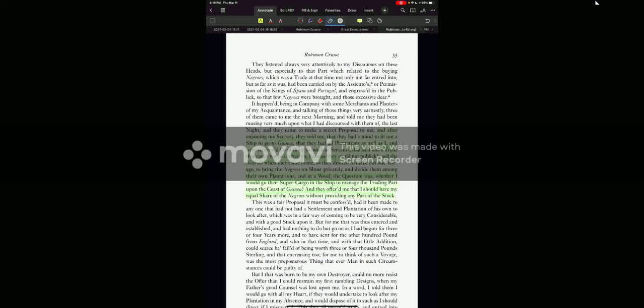And in a word, the question was whether I would go there supercargo in the ship to manage the trading part upon the coast of Guinea, and they asked me that I should have my equal share of the Negroes without producing any part of the stock. This was a fair proposal to me.